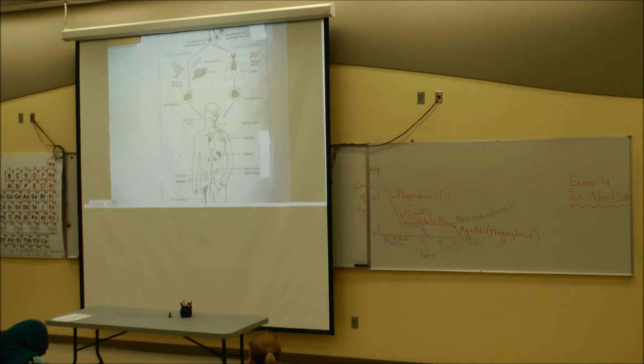Peyer's patches, appendix, lymph nodes. This is the only one where T cells mature. No thymus, no T cells. We already talked about bursa fabricius, right? That is where the B cells were first isolated. B stands for bursa fabricius.